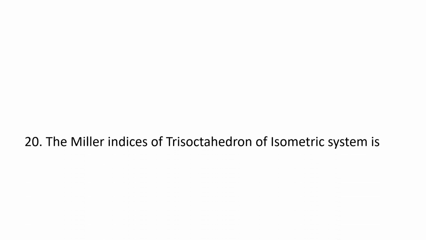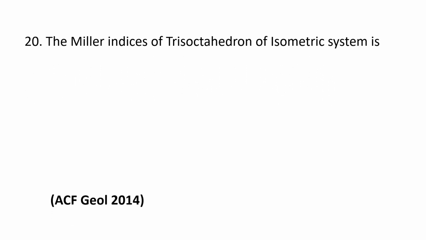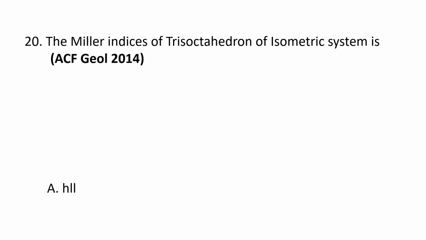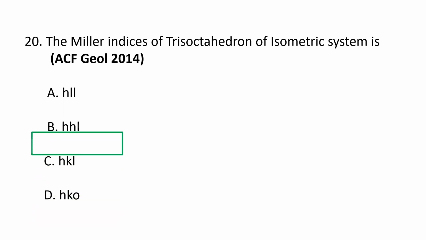Next question. The Miller indices of trisoctahedron of the isometric system is A. hll, B. hhl, C. hkl, and D. hk0. So the Miller indices of trisoctahedron of the isometric system is hhl.